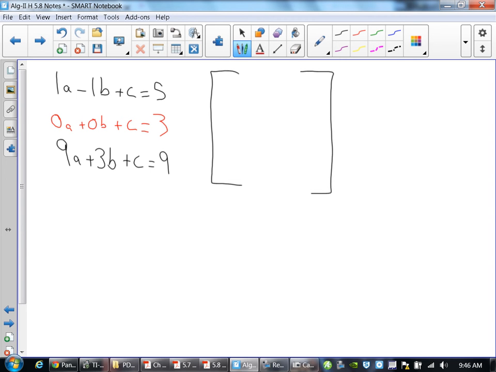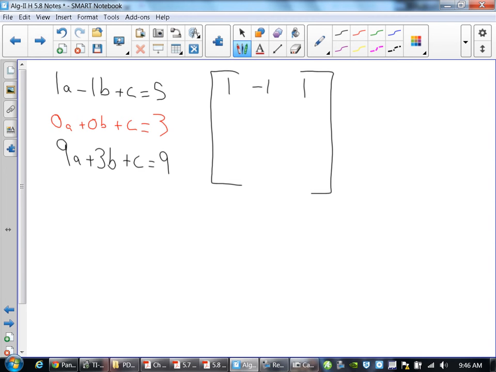What I'm going to do is create a 3 by 3 matrix. The 3 by 3 is going to go for just your A's, B's, and C's. Use coefficients including positives and negatives. So my first one would be 1, -1, and 1. That would be my first row.